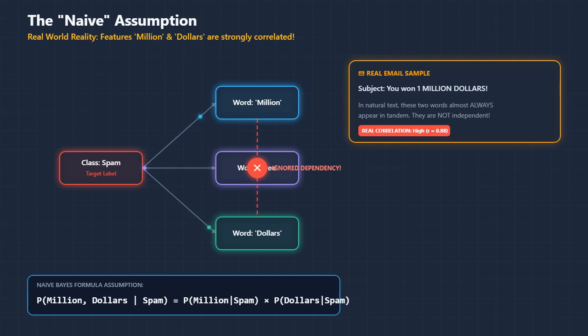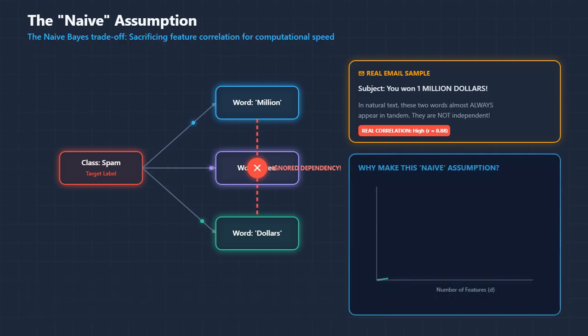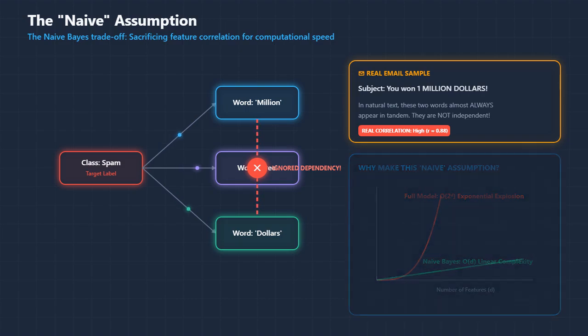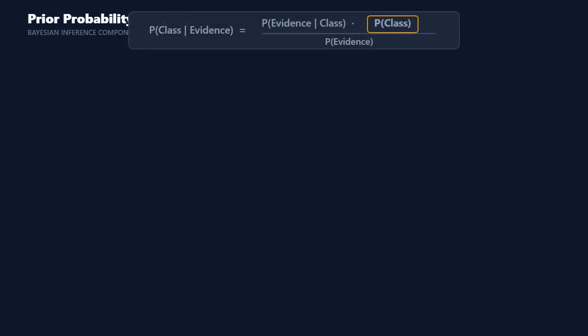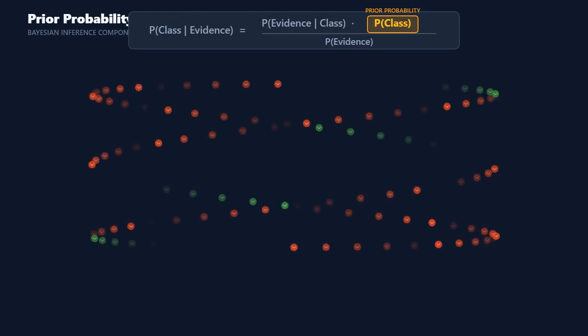For example, if an email contains the word million and the word dollars, these words are highly likely to appear together. However, naive Bayes treats them as completely independent events. Despite this mathematically incorrect assumption, the algorithm performs exceptionally well in practice, especially for text classification, while dramatically reducing the computational complexity.